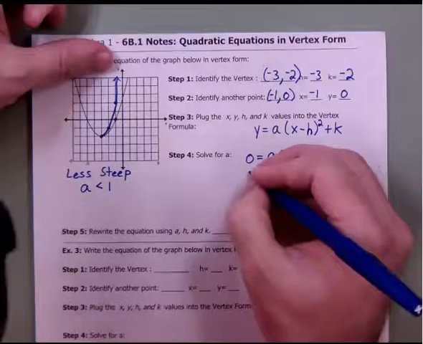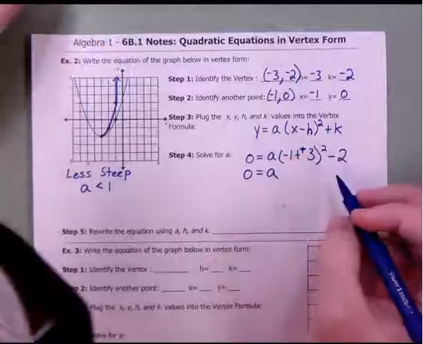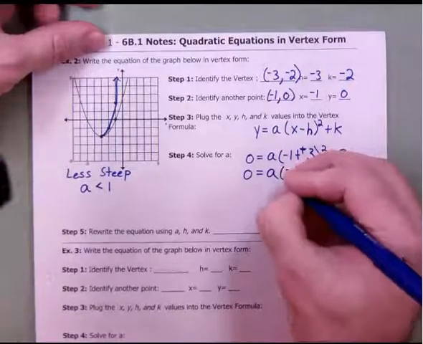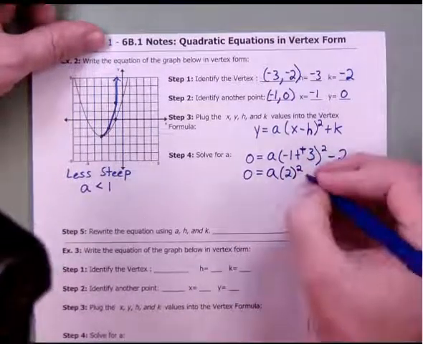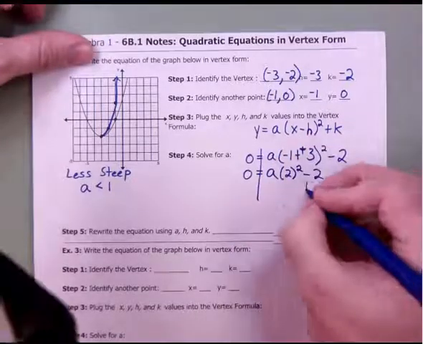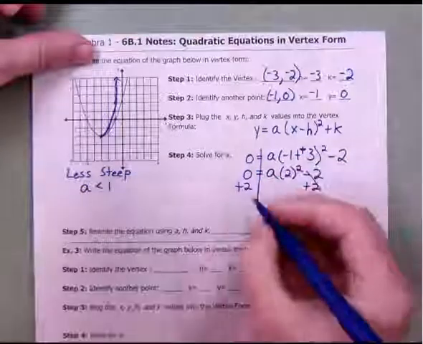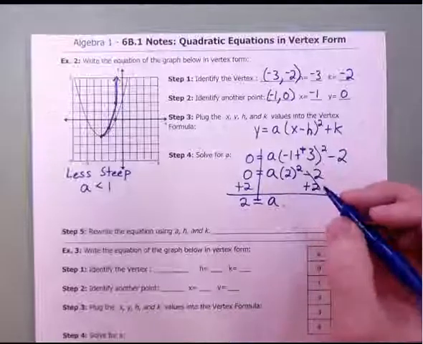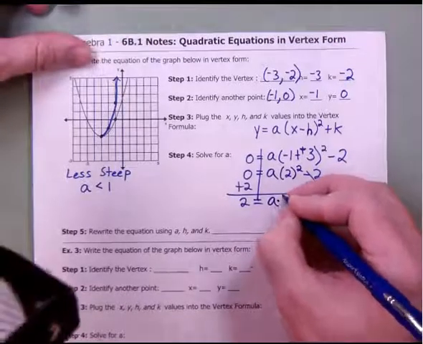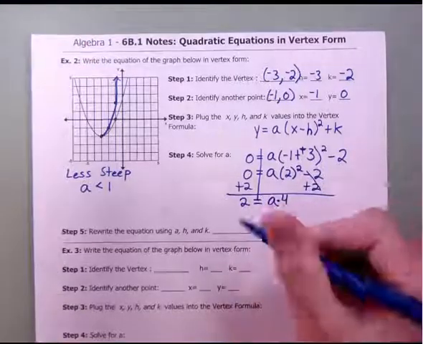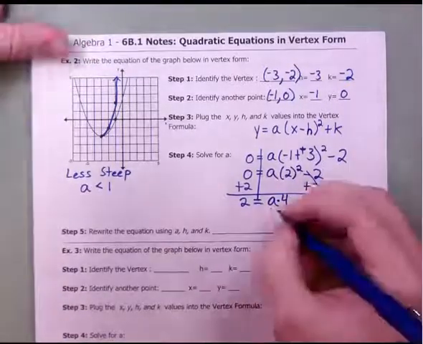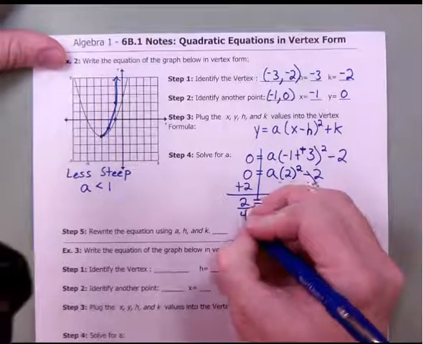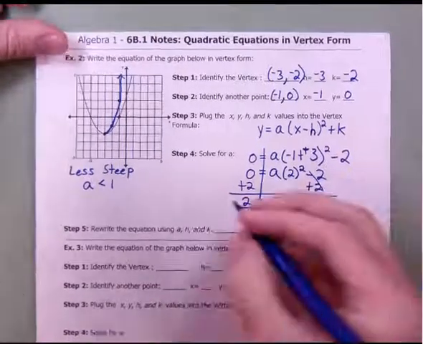Alright, so here's the math. 0 equals, leave the a there, negative 1 plus 3, or you can look at it 3 minus 1, gives us 2 squared minus 2. Next, add over the 2. Add over the 2, which gives us 2 equals a, and then let's go ahead and square the 2 before we rewrite this. So 2 squared gives us 4. Since a and 4 are multiplied by each other, the opposite of multiplying by 4 will be to divide by 4. And then 2 divided by 4 gives us an a value of 2 divided by 4.